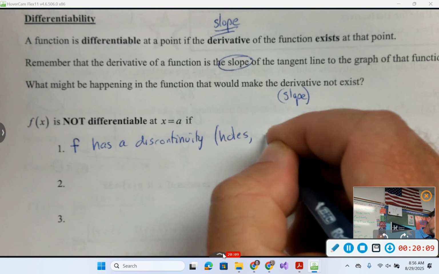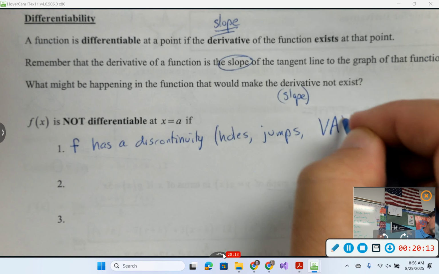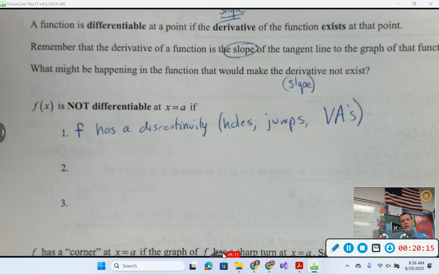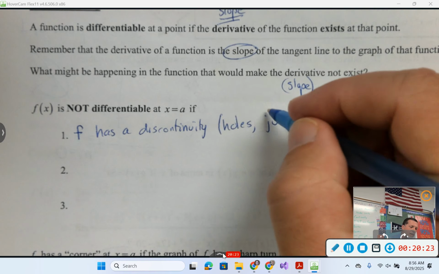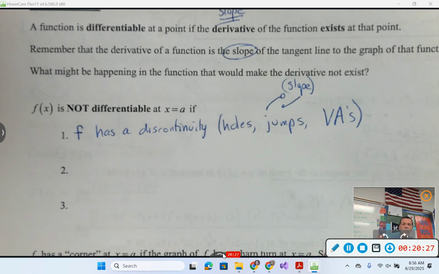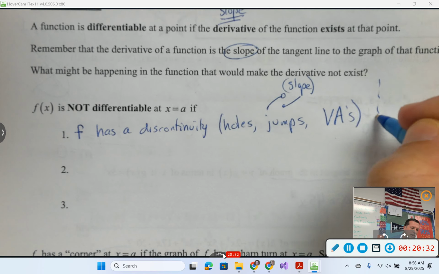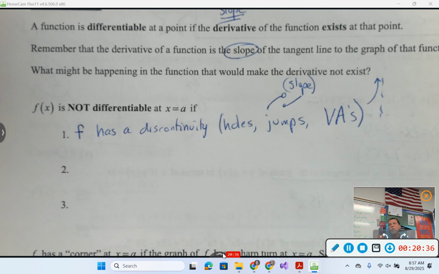Remember, discontinuities are holes, jumps, and vertical asymptotes. Right, you can't have a slope at a point if the point doesn't exist. It'd be really tough to have a slope at a point where, well, which slope would we be talking about there? And a vertical asymptote, again, there's not even a point there, so there can't be a slope there.